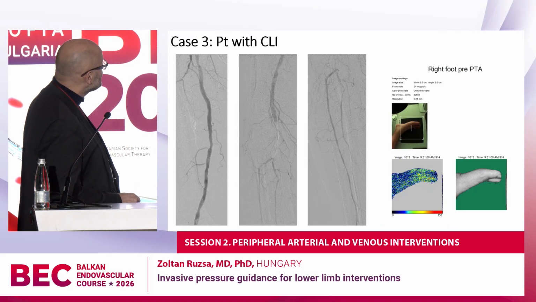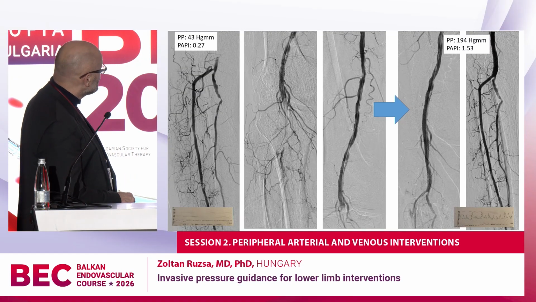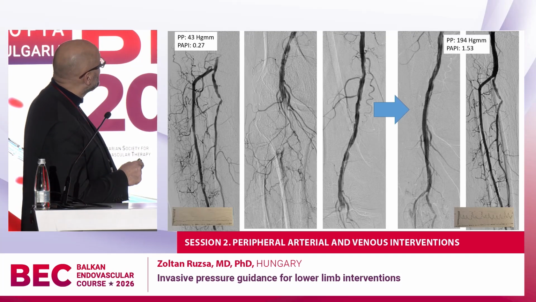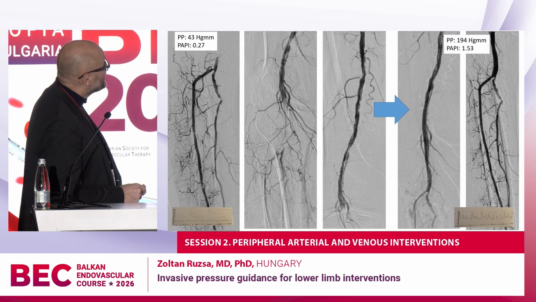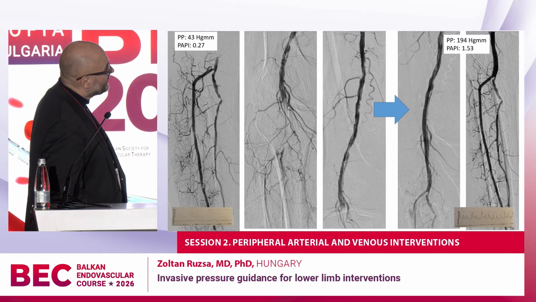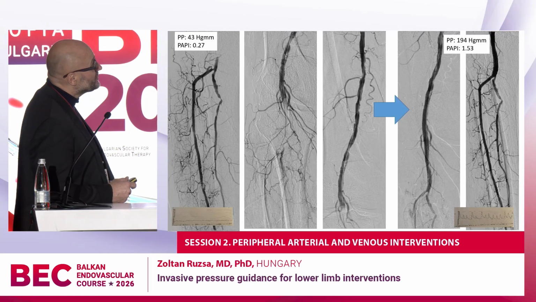Another complex case, anterior tibial artery stenosis, popliteal occlusion, and this is the laser Doppler. We see there's no perfusion distally. So this is the pressure down. You see it is almost 43. So we went up. Okay, we opened this popliteal, and then there was another stenosis. We dilated, and you see after the intervention we have a good pressure, and also the distal pressure is 184.